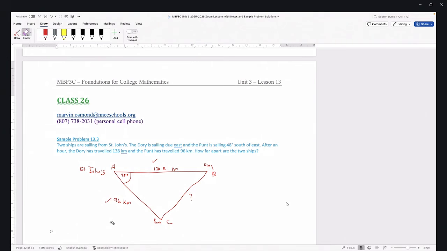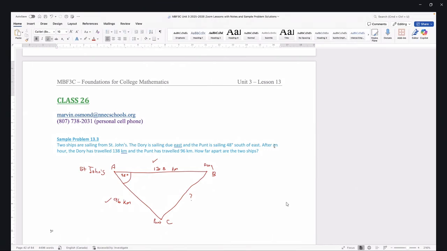One is probably going to Europe. The other one's probably going to Africa, if you think we're leaving St. John's and traveling those directions. After an hour, so what we should do to make this problem more realistic, because it says here, after an hour, the dory has traveled 138 kilometers and the punt has traveled 96 kilometers. Ships don't travel that fast in an hour. 138 kilometers an hour is really fast in a boat. So let's alter the problem to make it more realistic.